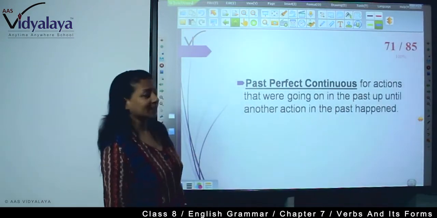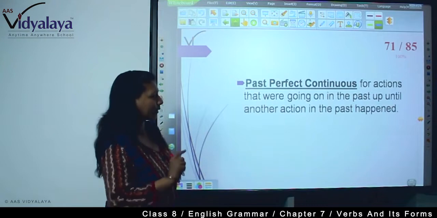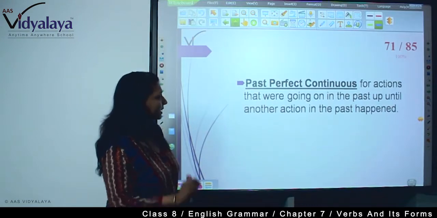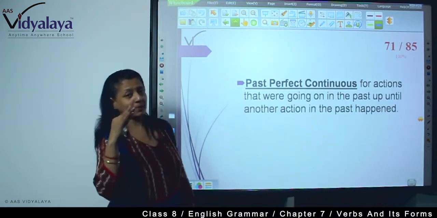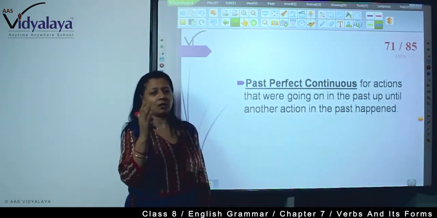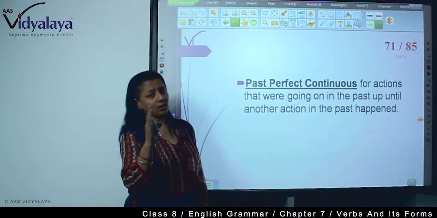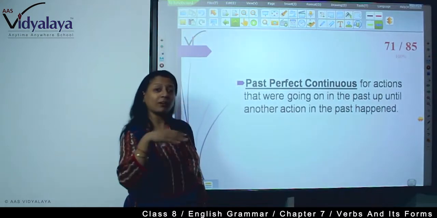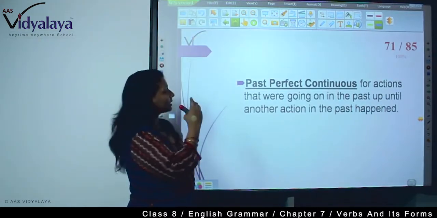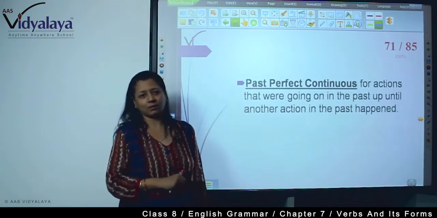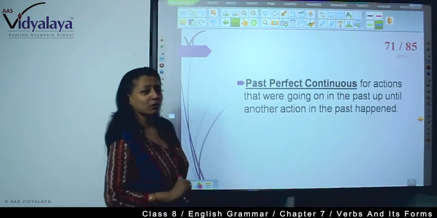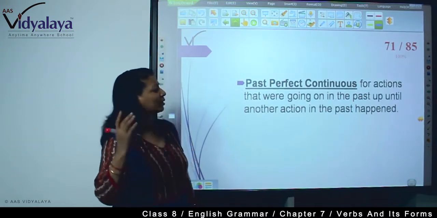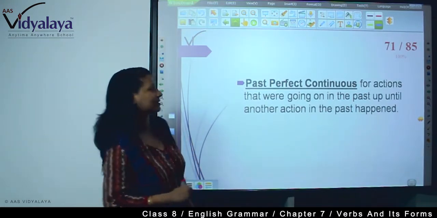Now past perfect continuous for actions that were going on in the past up until another action in the past happened. You will see all these past tenses in stories. When you read history, you will see all the tenses of past. History means past. So all the tenses you will get in history. So read the chapters and find all these types of sentences.